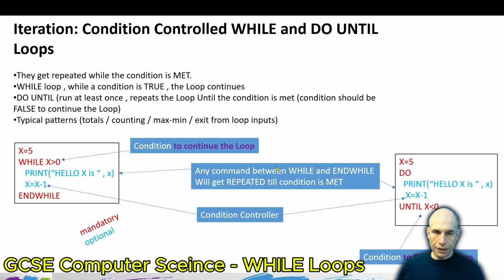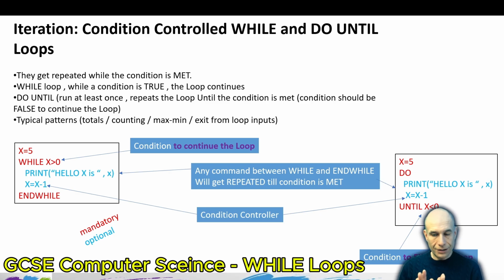So in here, let's do this example. x is equal to 5. We have do print hello x is, whatever x is, it will print 5. And x is equal to 5 minus 1, which becomes 4. Until x is less than 0. Until x is less than 0.